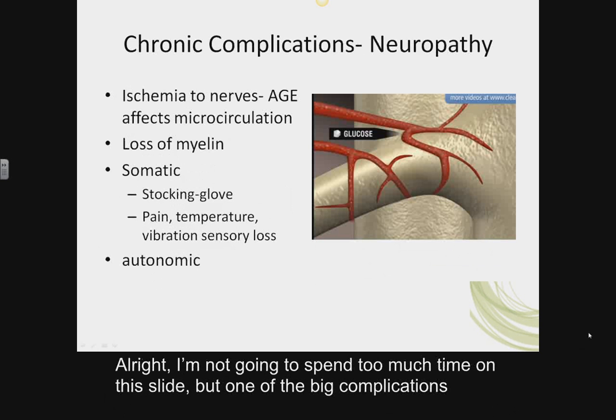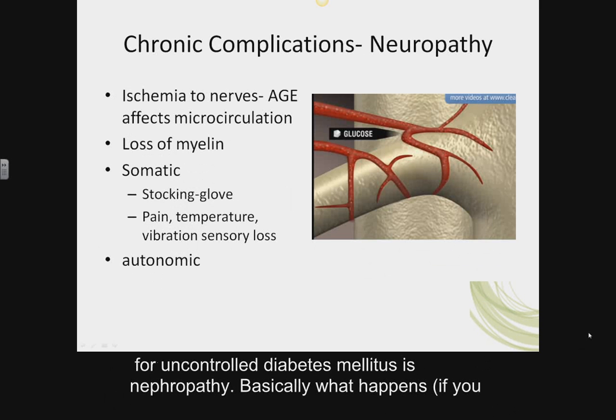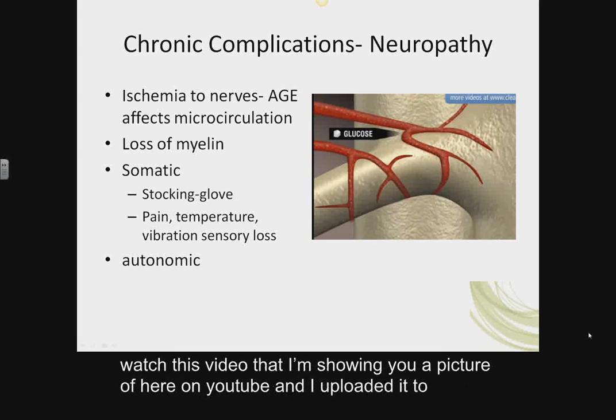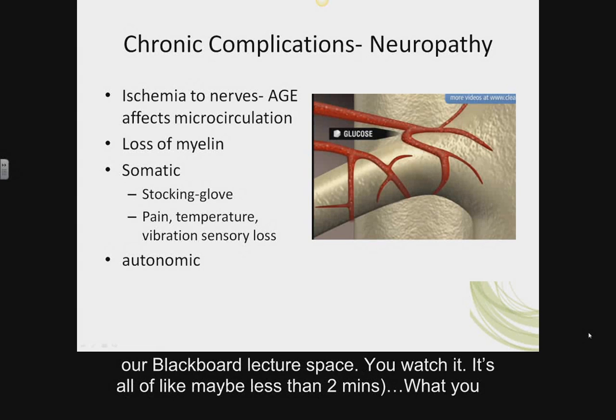All right, I'm not going to spend too much time on this slide, but one of the big complications for uncontrolled diabetes mellitus is nephropathy. Basically what happens, if you watch the video that I'm showing you a picture of here on YouTube, and I uploaded it to your Blackboard space, watch it. It's all of maybe a couple minutes.